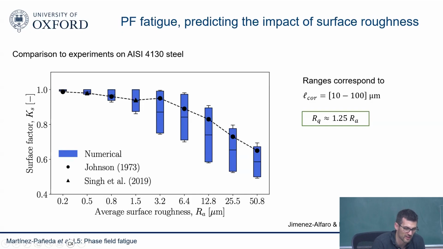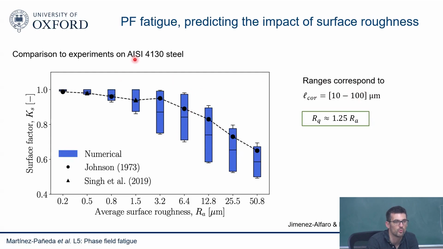So this is the surface factor. The symbols are experiments, and this is the average surface roughness. In those experiments, with the exception of this set of experiments, we didn't know the correlation length. So we know this average surface roughness, but the people doing the experiments, they didn't know the correlation length. They didn't provide that value. So we had to basically take a range of parameters between the values that are typically reported in the literature, which means that we get a bit of variation in our calculations.